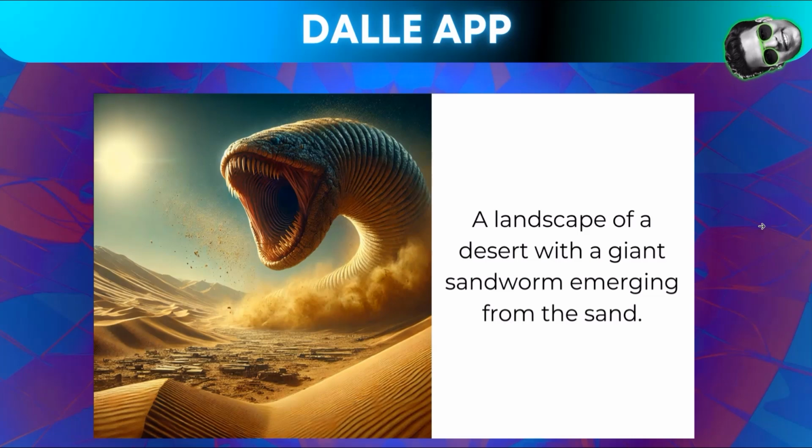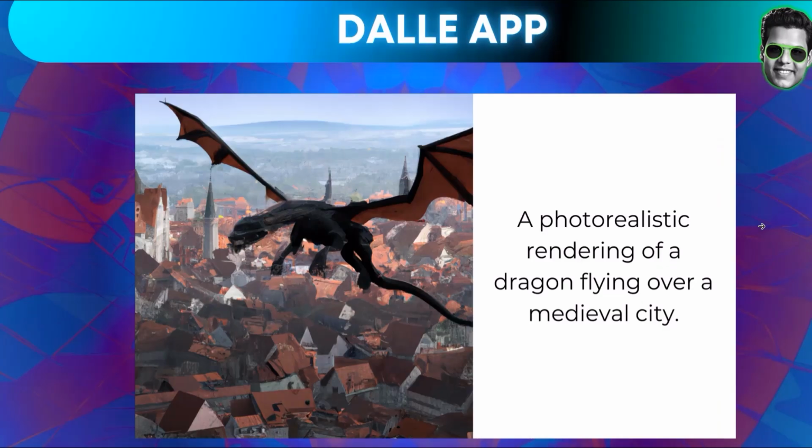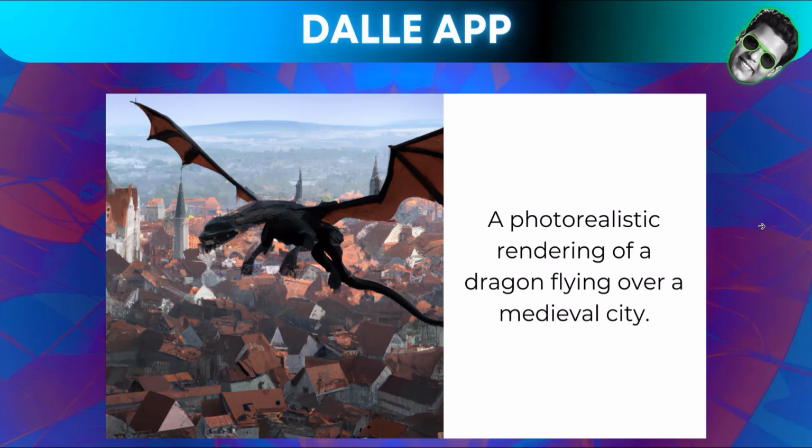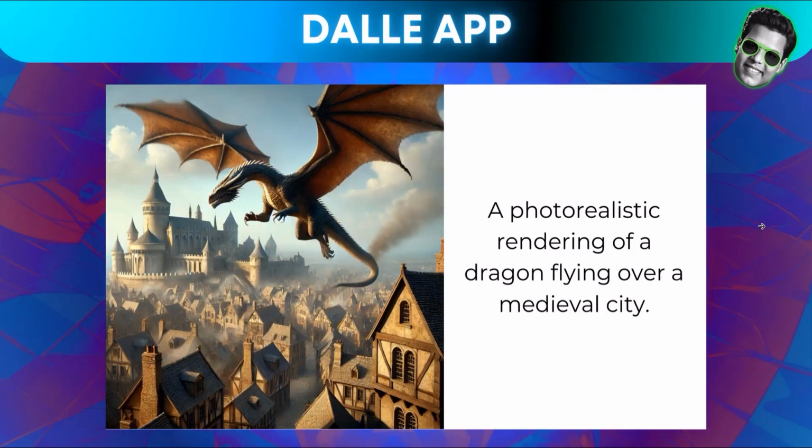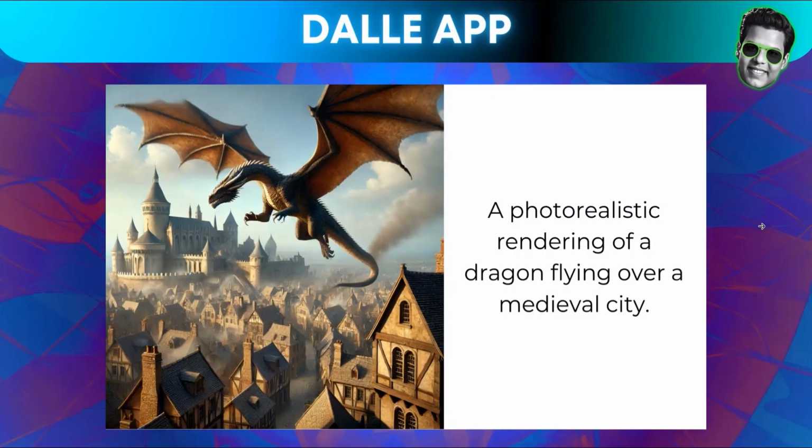So this is a landscape of a desert with a giant sandworm emerging from the sand. Both these are the same prompts, but they give incredibly different results. And of course, for a different prompt such as this, a photorealistic rendering of a dragon flying over a medieval city. We have, the first one is, of course, the DALL-E app in Canva, and the second one is that of ChatGPT's DALL-E 3. So without further ado, let's actually go ahead and explore how this works right now.